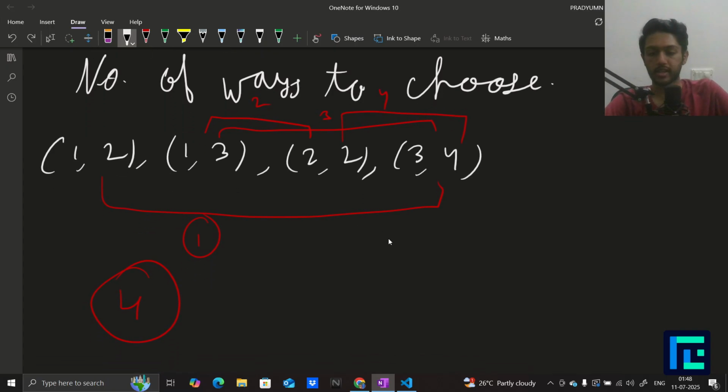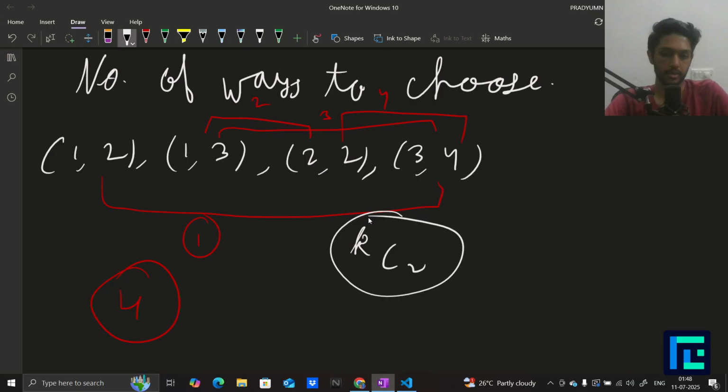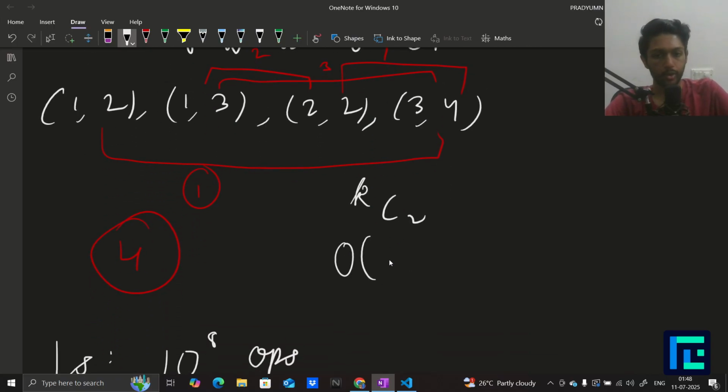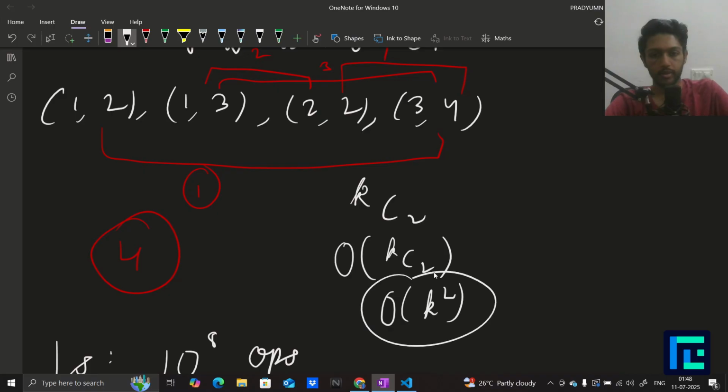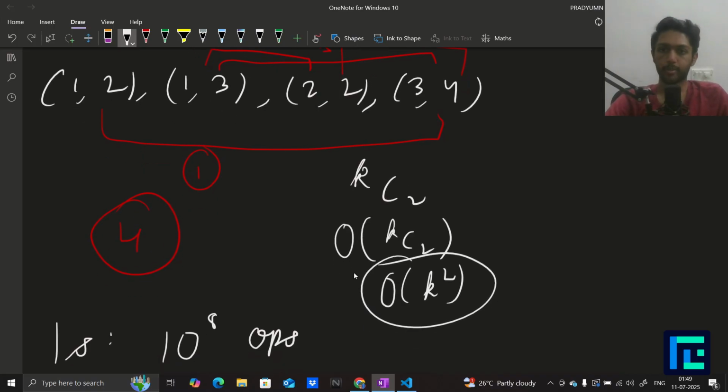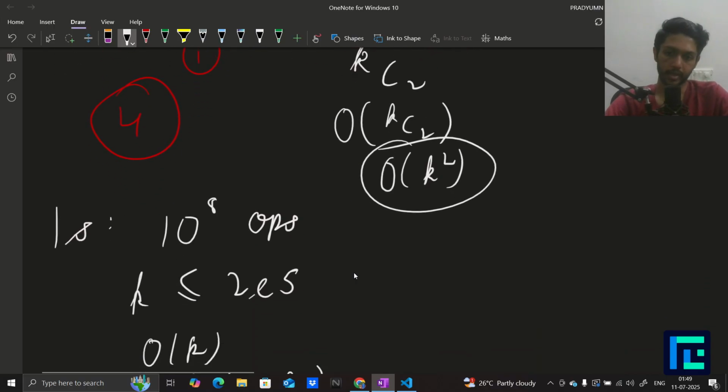So how many pairs are there? There are KC2 pairs, right? Because we have K couples and we have to choose any 2 of them. So we can iterate over all of them and it will take O of KC2 time, that is O of k square time, right? But that will of course not pass. But that's one solution upon which we can build up.